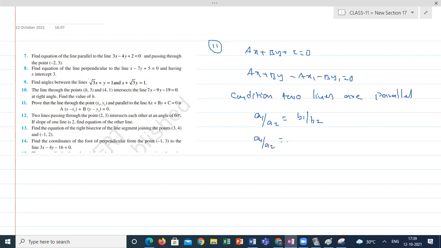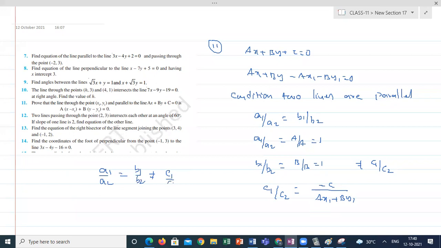So A1 by A2 is equal to A by A, which is equal to 1. B1 by B2 is equal to B by B, which is equal to 1. And not equal to C1 by C2, because C1 by C2 is minus C by AX1 plus BY1, which is not equal. So here A1 by A2 is equal to B1 by B2 is not equal to C1 by C2, then both the lines are parallel to each other. Next one. Solve the 12th one, please.